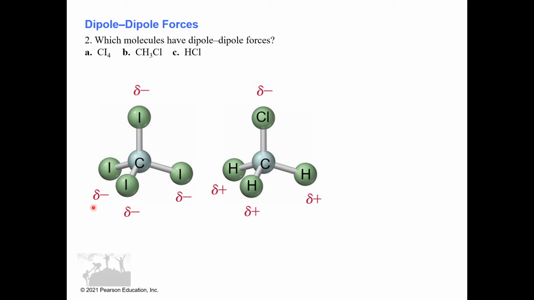For CH3Cl, chlorine is the most electronegative atom in this molecule. So wherever the chlorine is, that's where the negative end would be. Where the hydrogens are, that's where the positive end would be. So we have a polar molecule here. So that means that CH3Cl has dipole-dipole forces.